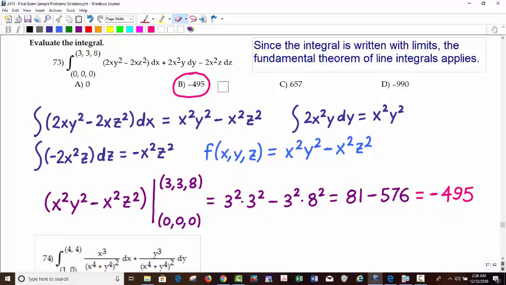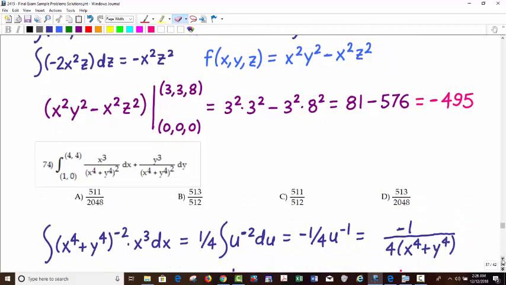So like I said a few minutes ago, otherwise you have to parameterize these 2 points, which isn't that hard. R of t would just be 3t, 3t, and 8t. And t would go from 0 to 1, but then you got to plug in all that and do all that mess. And I think this is much quicker. It's not that that's that hard, but much more efficient. But anyway, if you want to do it that way, that's fine.